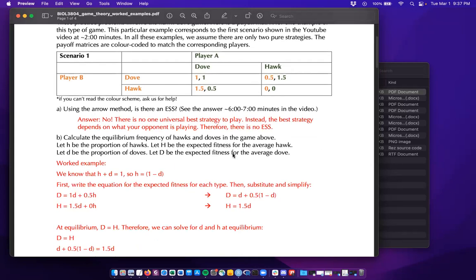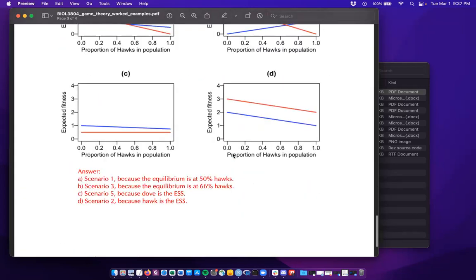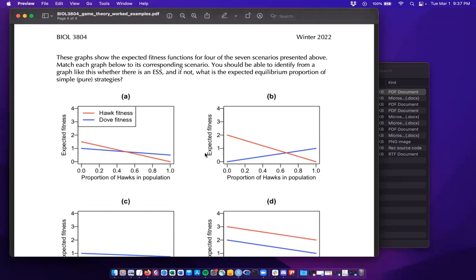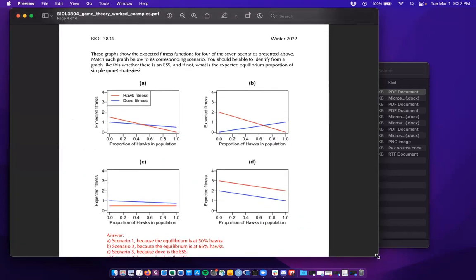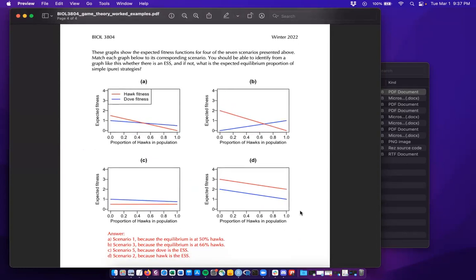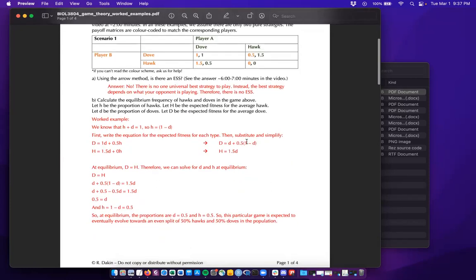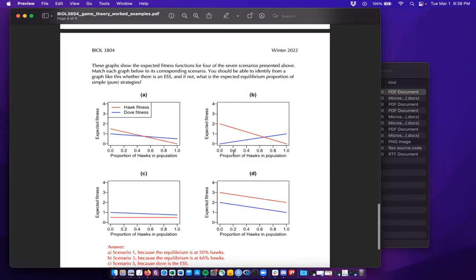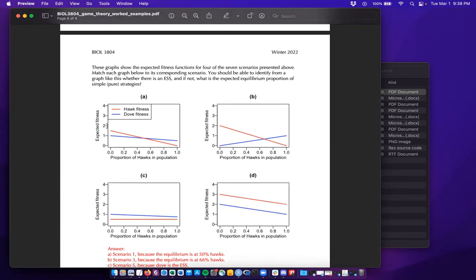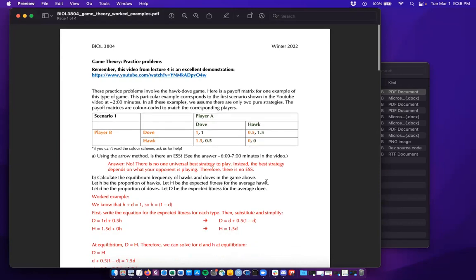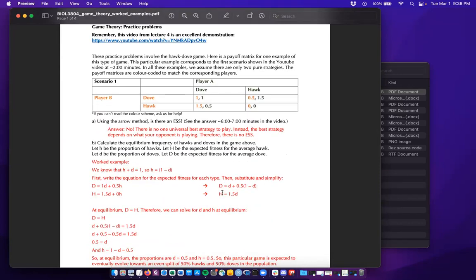At the bottom of the page, there are graphs as well. Are we supposed to know this as well? I never showed this in class. So what these graphs show is just the equations of those lines. These are different scenarios, and these expressions here can just be plotted as lines. It's like the average fitness. If h equals 1.5d, that's a line with an intercept of 0 and a slope of 1.5.